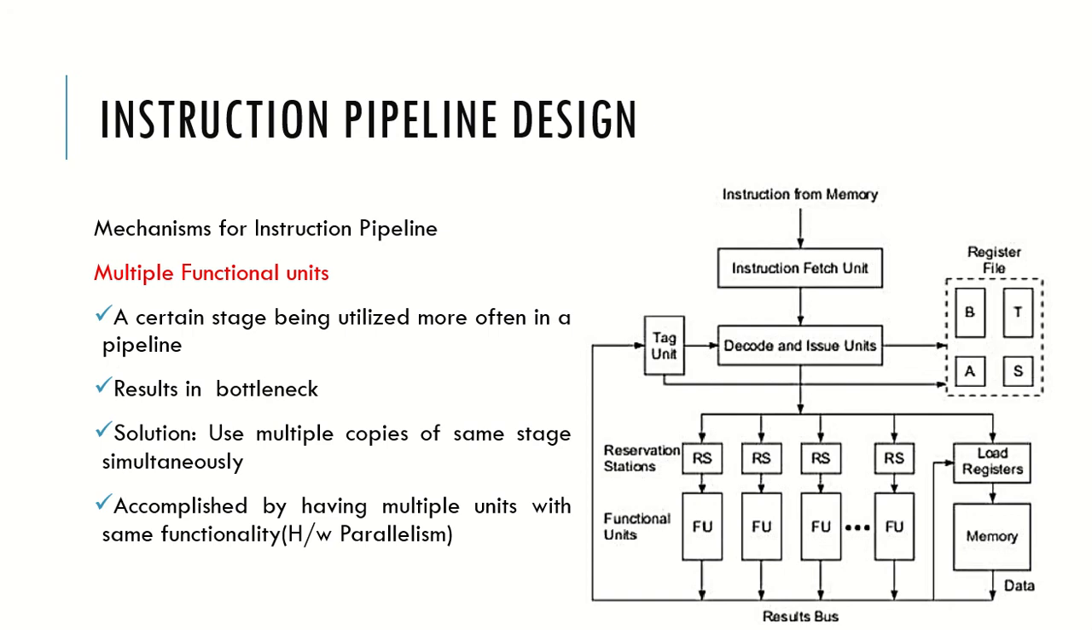Here you can see a certain stage being utilized more often in a pipeline, and it may result in a bottleneck. So the solution is that if you have a certain stage in a pipeline which is being used and overused for a lot of time, then that particular stage may result in a bottleneck. The solution that was proposed was to have multiple copies of the same functional unit, so that there will not be any bottleneck, and things can be done in parallel.